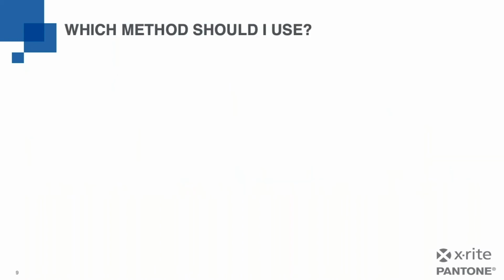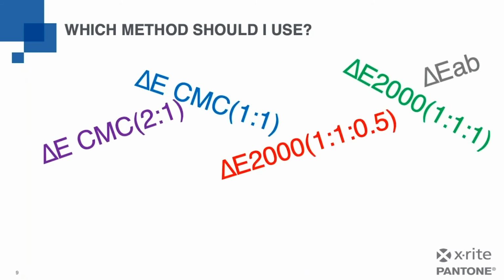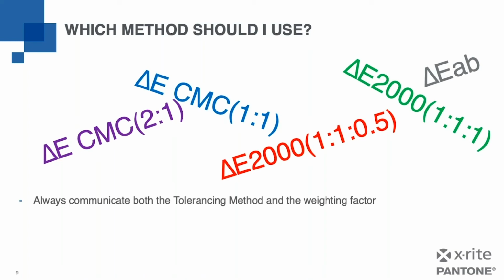So what methods should you use? There are so many out there. What it really boils down to is this. First of all, whatever it is, you always have to communicate both the tolerancing method and the weighting factor. If you're not communicating all that, you're going to get some disconnects in how you're communicating color, and you may get pass and fail that are different than what your print buyer is looking at, or vice versa. So you need to make sure that whatever it is, you notate that in your documentation and communicate that to all parties concerned.